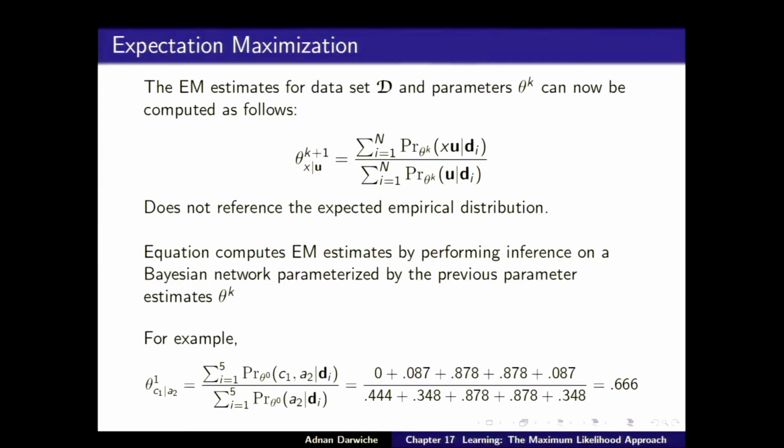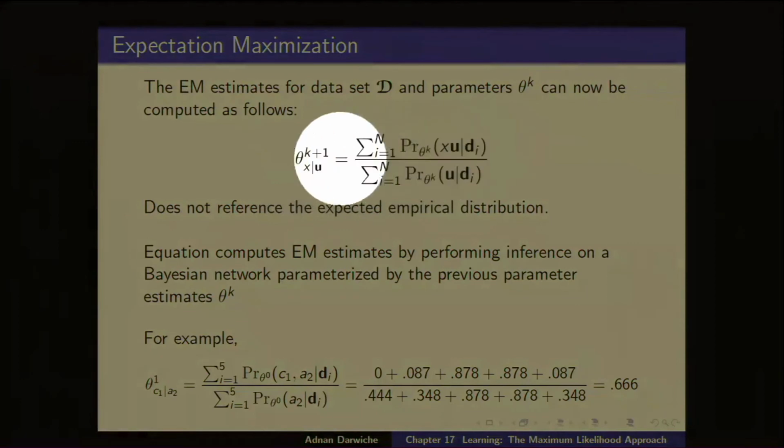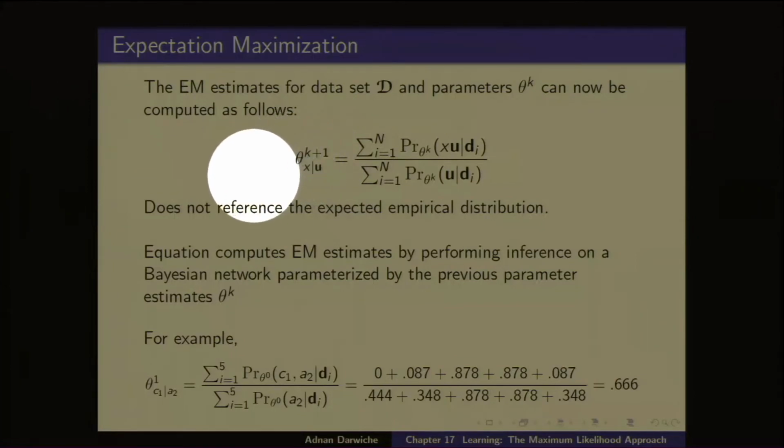And here are the equations of EM. I showed you one equation that tried to notate what we said intuitively about that table of completion, and you can ignore it. This is the final one. This is what you need to remember or visualize. This is the EM estimate of the parameter theta x given u at iteration k plus 1, based on the estimates at k.